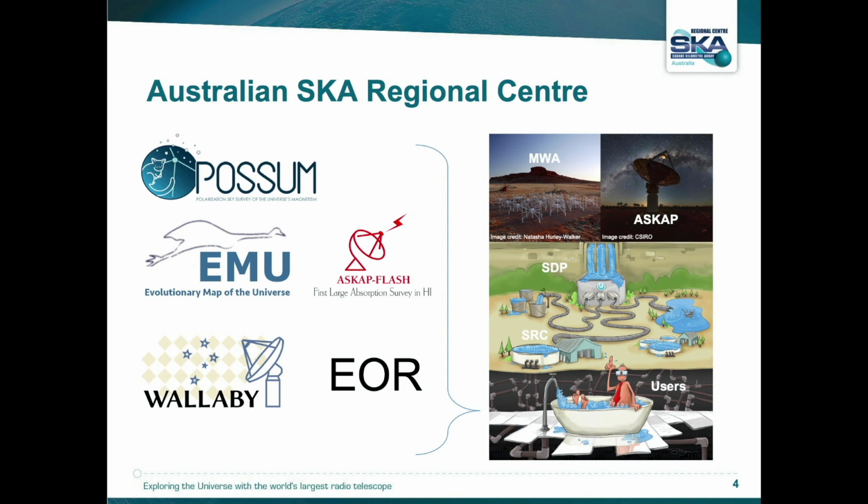So data comes from the instruments and undergoes science data processing, which is still on the telescope side, and then it comes to the SKA regional centres before being disseminated to users. And for this design study, the users are the scientists involved with the surveys on the left. So we have POSSUM, EMU, Flash, EOR, and Wallaby. And I've been working with Wallaby over the last few months, so the rest of the talk is focused on their post-processing requirements.